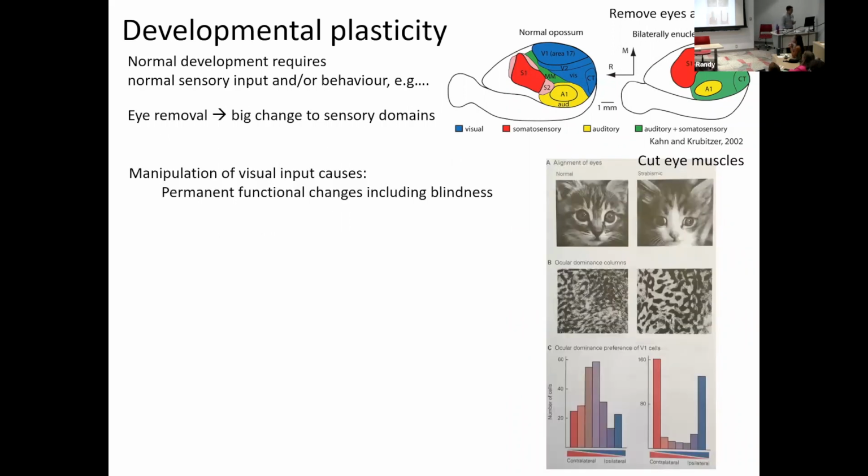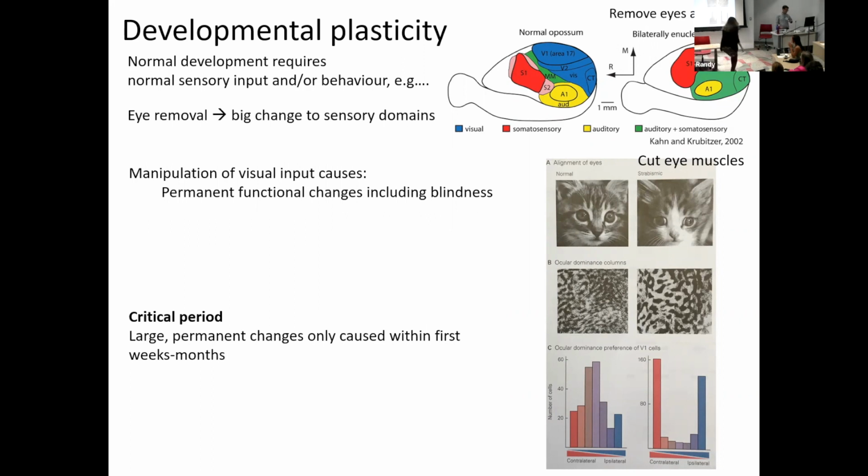by other senses. And of course, there's the famous Hubel and Wiesel work. If you manipulate the characteristics of visual inputs, you get permanent functional changes, even including blindness in some cases. But the key thing is that this has to happen within a critical period.